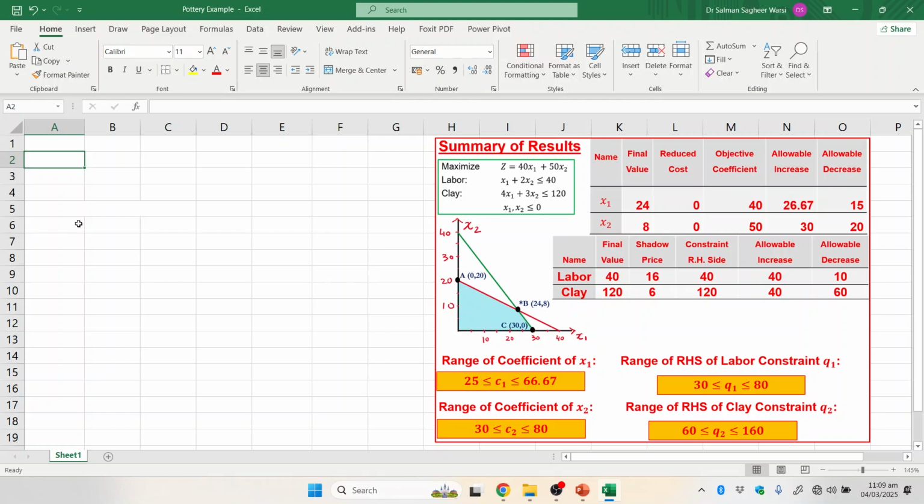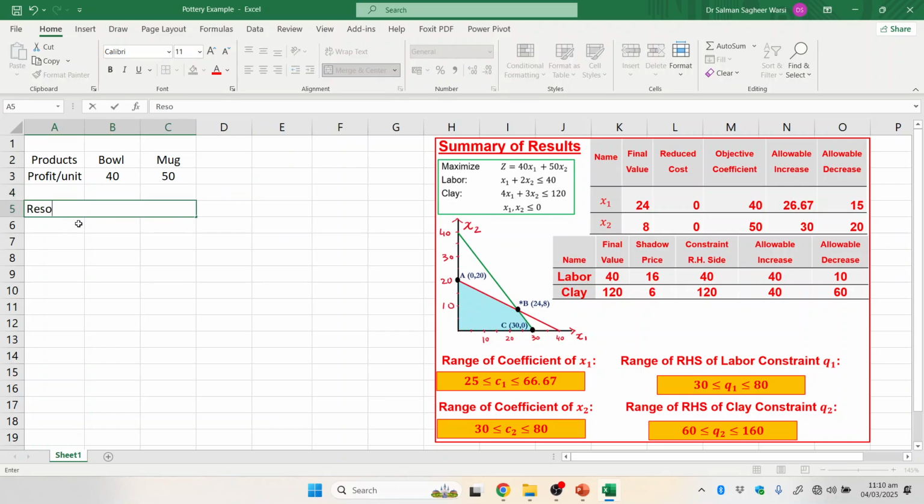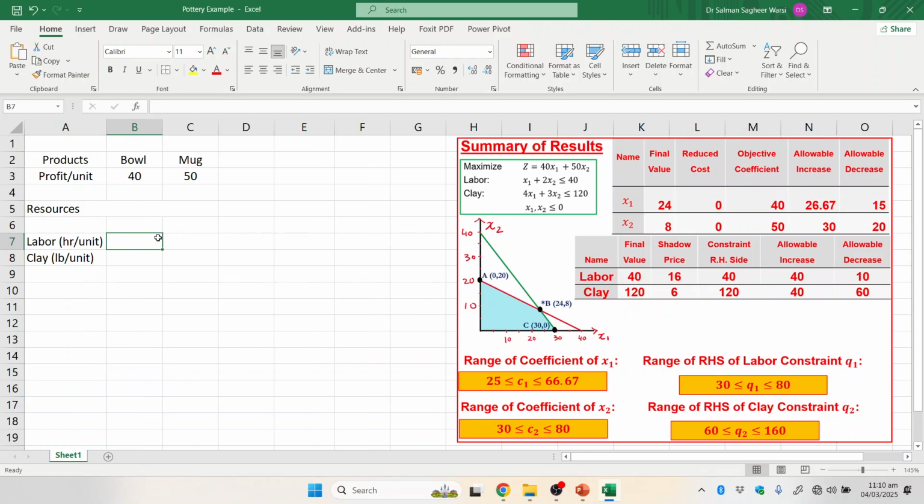So we have two products, so I'll just write here products, and the products are bowl and mug, and with each product there is a profit associated per unit, and that is 40 and 50. And we have some resources which we are using to do this work. The first is the labor, that is the hours, and the data that's been given to us is in terms of hours per unit, and this is clay, that is basically pounds per unit. So this is laying out the cells.